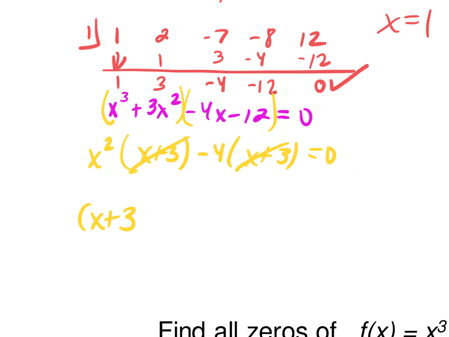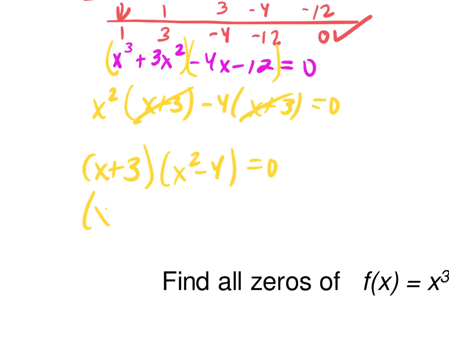I don't have it two times, guys. That's your new GCF. You just have it one time. And then I'm left with x squared minus 4 equals 0. Can I factor that a little bit more? Yes. Difference of perfect squares.